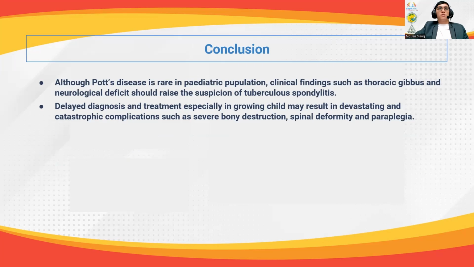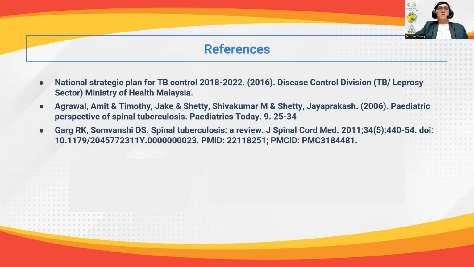Although tuberculosis spondylitis or Pott's disease is rare in the pediatric population, clinical findings such as thoracic gibbus and neurological deficit should raise the suspicion of tuberculosis spondylitis. Delayed diagnosis and treatment, especially in a growing child, may result in devastating and catastrophic complications, such as severe bony destruction, spinal deformity, and paraplegia. These are my references.